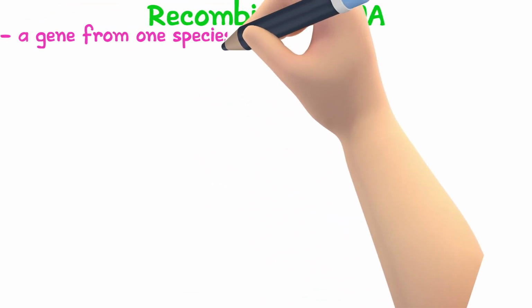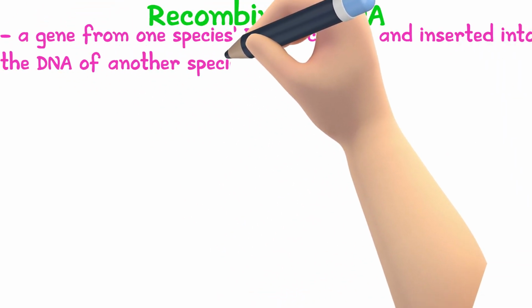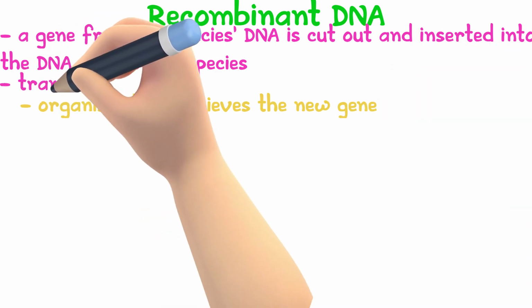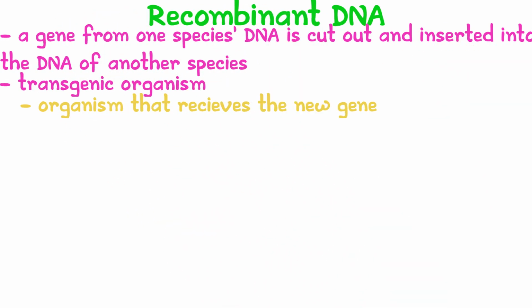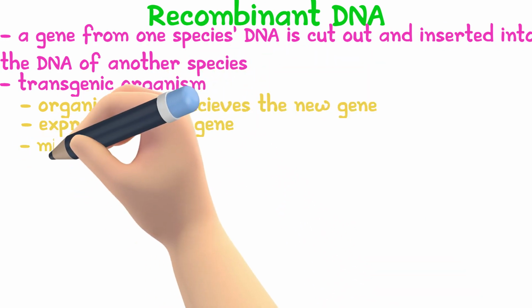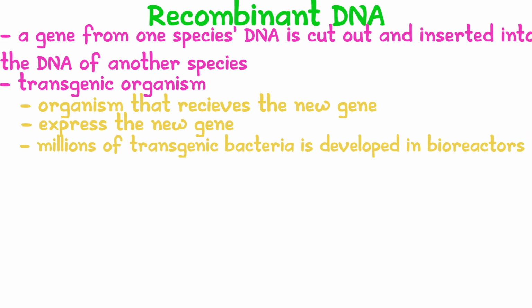Recombinant DNA is formed when a gene from one species' DNA is cut out and inserted into the DNA of another species. The organism that receives the new gene is called a transgenic organism. The transgenic organism will then be able to express that gene. Millions of transgenic bacteria can be grown in a vessel called a bioreactor.